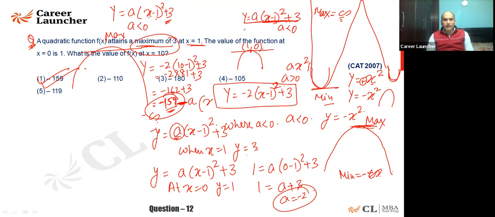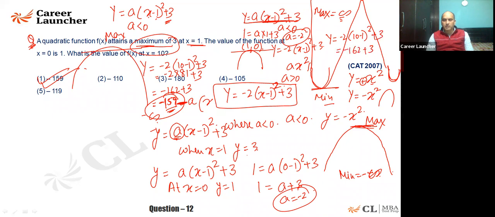Of course, it is in downward direction that we have found. At x is equal to 0, y comes out to be 1. So it is a into 1 plus 3, I'll say a is equal to minus 2. I got this value. So y is minus twice of (x minus 1) square plus 3. So what is the value of this when x is equal to 10? y is equal to minus twice of (10 minus 1) square plus 3. 81, that is minus 162 plus 3, minus 159 is your answer.